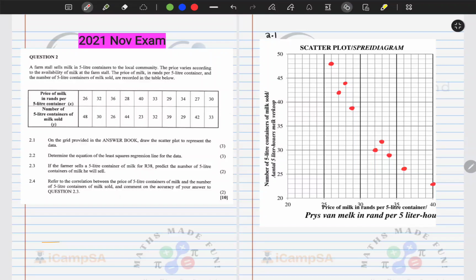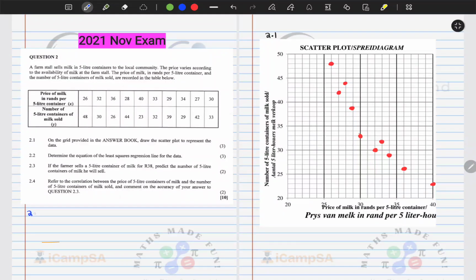So we have 30. So 30 is on this vertical line. And 30 is going with 33. So that's 1, 2, 3 here. And we just need to put in a point here. Right. So let's delete and delete. So that becomes our scatter plot. And you would get all the marks which would be allocated to that question, 2.1. Right, we're done with 2.1.